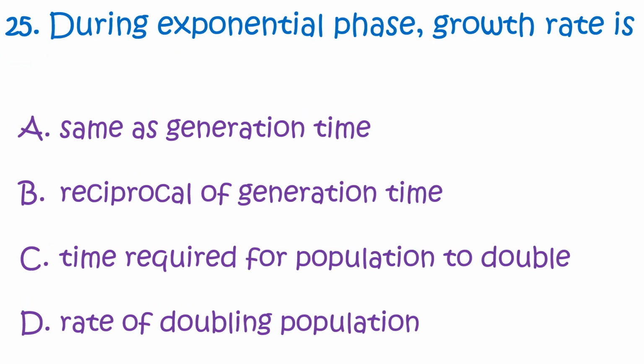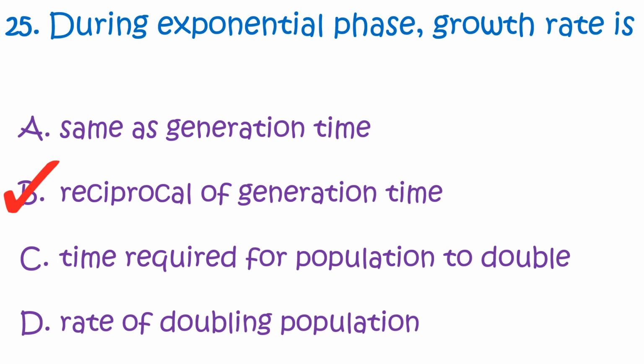Question number 25. During exponential phase, growth rate is. Options are option A same as the generation time, option B reciprocal of the generation time, option C time required for the population to double, and option D rate of doubling population. And the correct answer is option B reciprocal of the generation time.